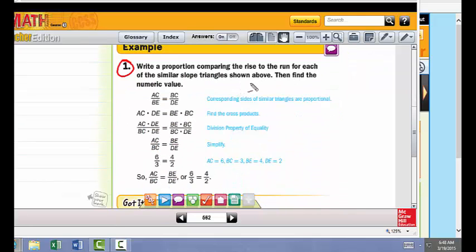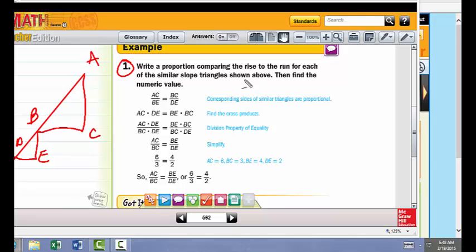Write a proportion comparing the rise to the run for each of the similar slope triangles shown above. First of all, we don't have those there, so I'm going to quick draw these in here. Okay, so the first thing they want to do is show that AC, so this right here, and BE are corresponding sides. So the ratio of AC to BE would be blue, and then the ratio of BC to DE, those also are corresponding sides, so those two ratios should equal each other.